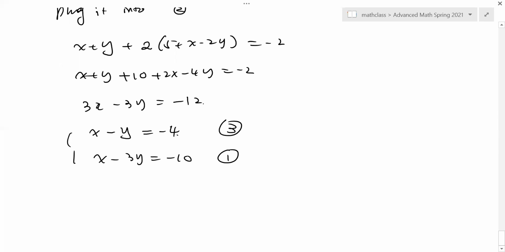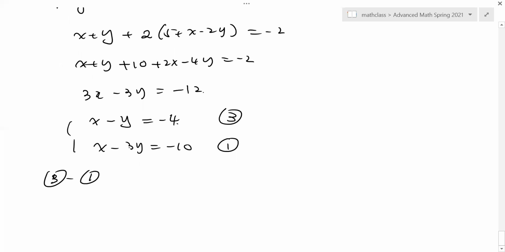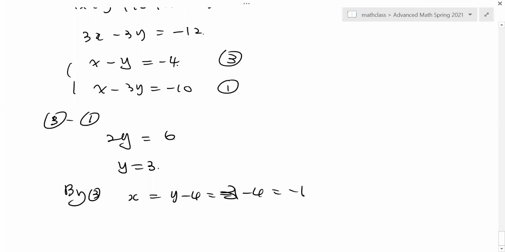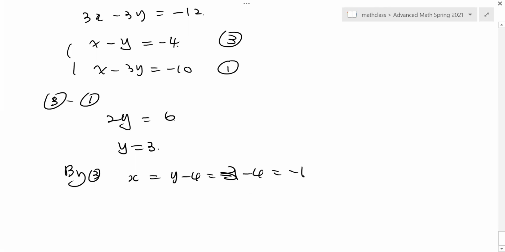You can use substitution, you can use the elimination method. So I can try equation 3 minus equation 1. I want to get rid of x. So negative y minus negative 3y, that's 2y, right? Negative 4 minus negative 10, and 10 minus 4 is 6. So y equals 3. If y equals 3, then you can use the third equation, x equals y minus 4. It's 3 minus 4, it's negative 1. So x is negative 1, y is 3.